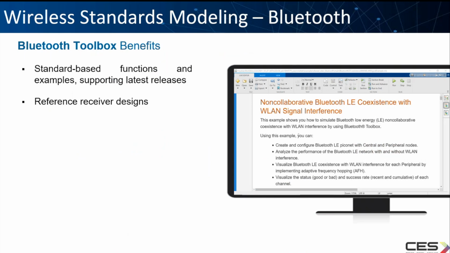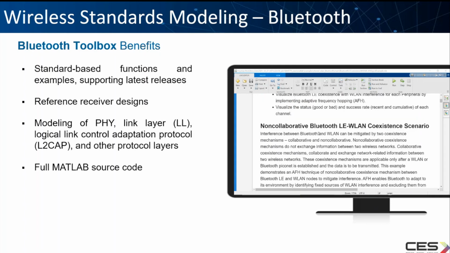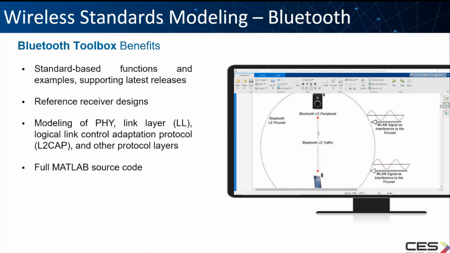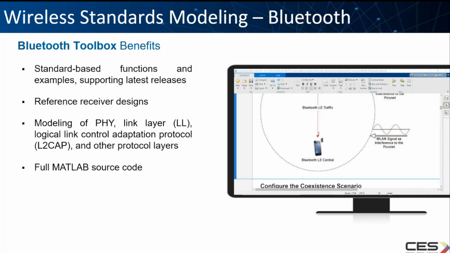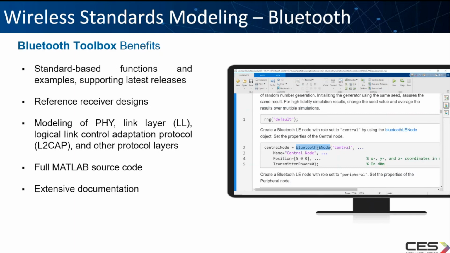This toolbox has many benefits, including standard-based functions and examples supporting the latest releases. So the MathWorks development team is continuously adding more features to support the latest releases of different wireless technologies. It also has reference receiver designs. It can be used for modeling the physical layer and the link layer. And one of the greatest features available in these toolboxes is the access to the MATLAB source code itself for customization and automation.